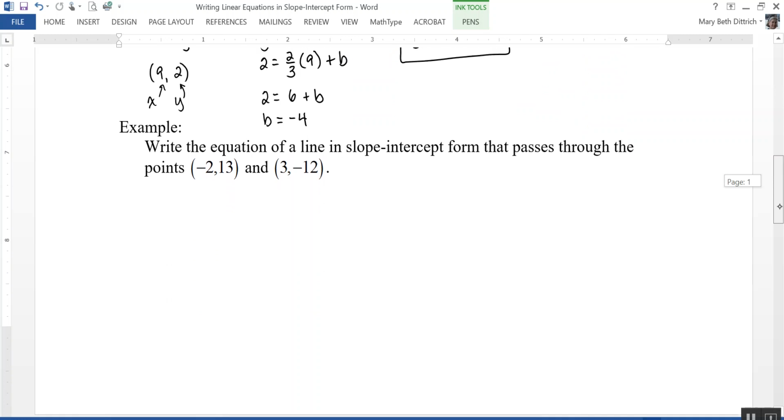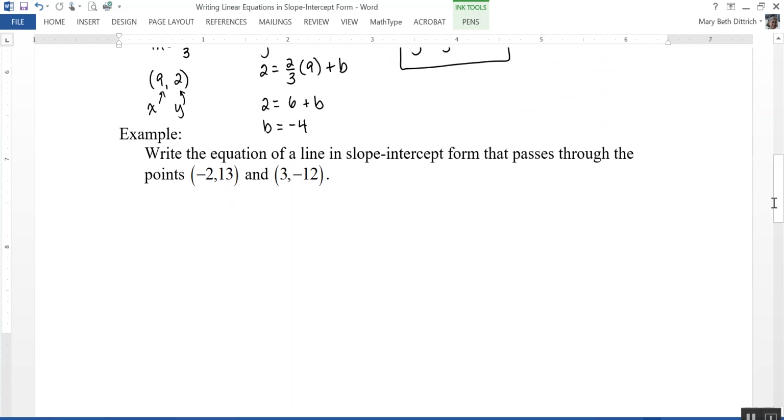The next example says, write the equation of a line in slope-intercept form that passes through the points (-2, 13) and (3, -12). Well, in this case, I don't have either the slope or the y-intercept, but I can actually find both. Since I'm given 2 points, I know that I can find the slope using those 2 points. So I'm going to find my change in y, subtract my y's, so I'll do -12 minus 13. Over the change in x's, I'll subtract my x's, 3 minus a -2, and I'll make my minus a negative positive. That gives me -25 over 5, or a slope of -5.